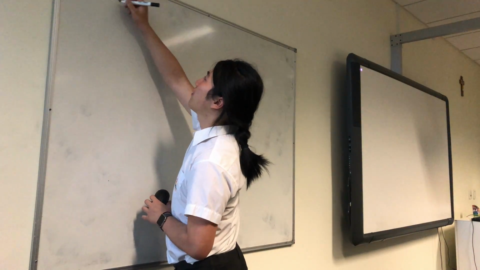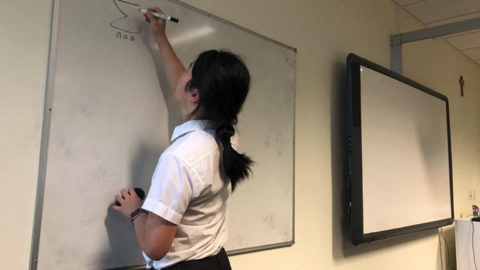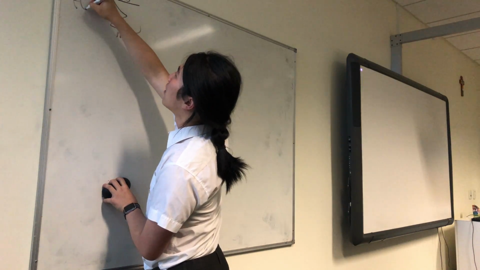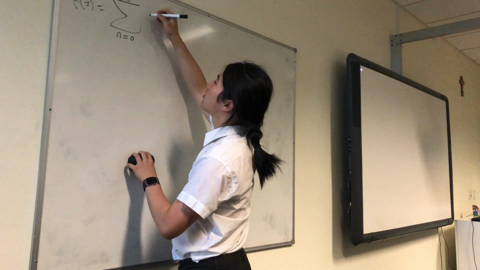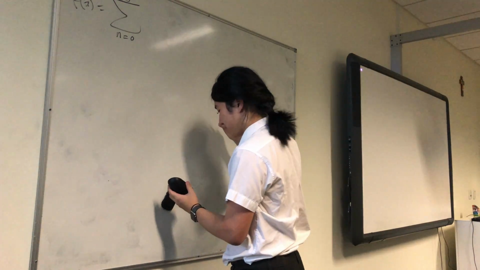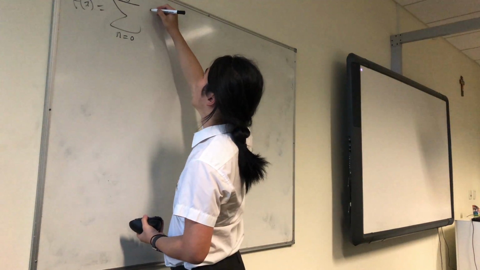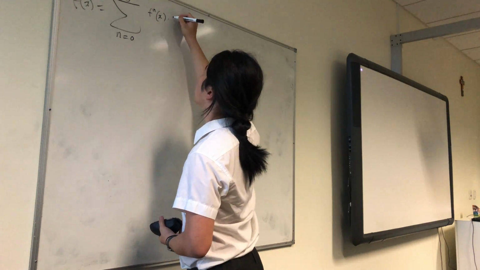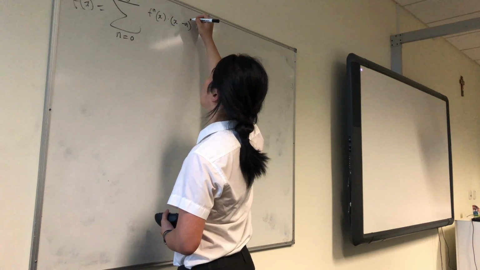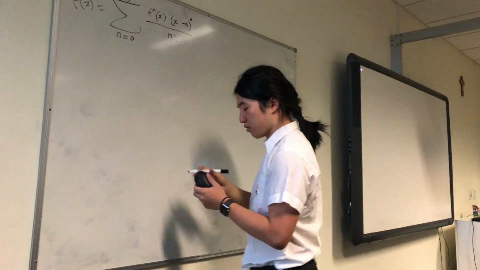Okay, so if we accept the fact that the Taylor series works every single time, then f of x, the polynomial approximation for the function of x, is equal to the nth derivative of function f multiplied by x minus the point you want to approximate, to the power of n, over n factorial.